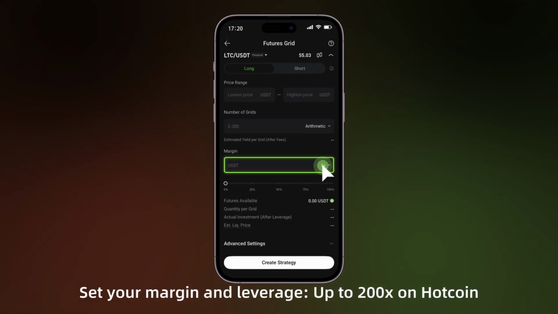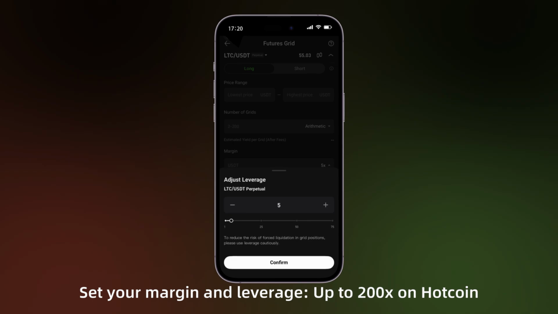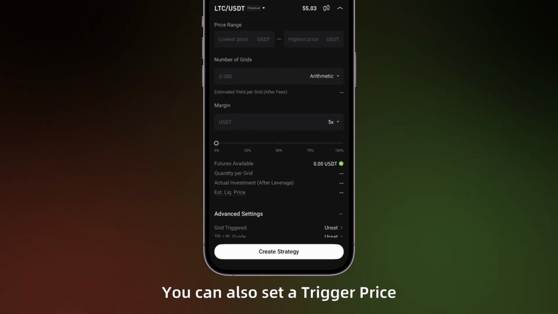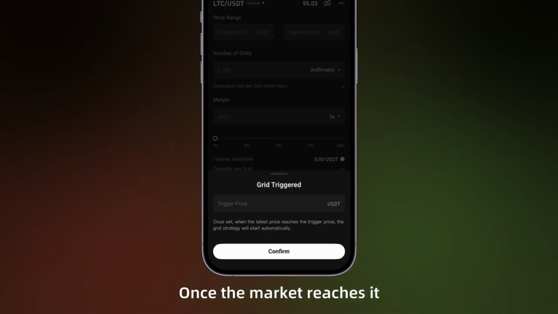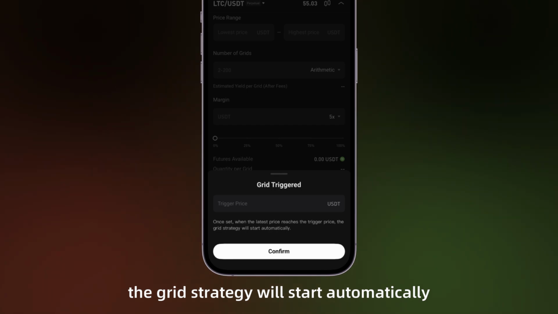Set your margin and leverage, up to 200 times on Hotcoin. You can also set a trigger price. Once the market reaches it, the grid strategy will start automatically.